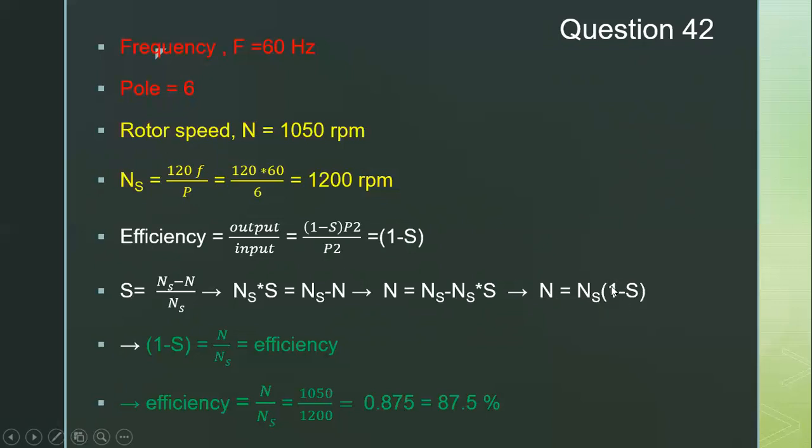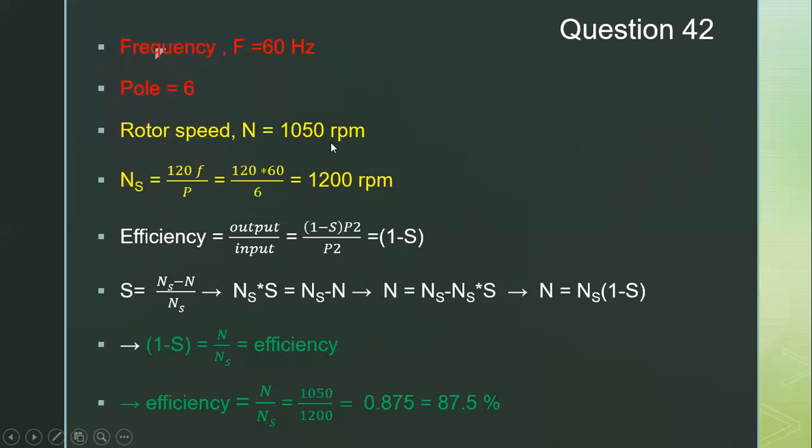We want one equation using 1 minus s, so we are arranging it. So 1 minus s is equal to n divided by ns. What is the efficiency? It is 1 minus s, or n divided by ns. That will be our efficiency.